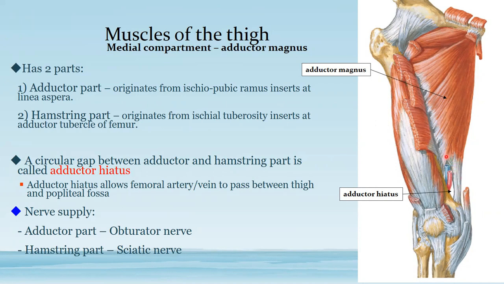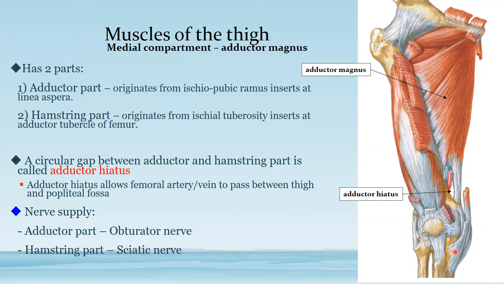Because these two parts of the adductor magnus have two insertion points, in between them there is a gap, or a hiatus, or opening. This adductor hiatus allows the femoral artery and femoral vein to pass from the medial side of the thigh to the popliteal fossa, which is located at the back of the knee, posterior to the knee.